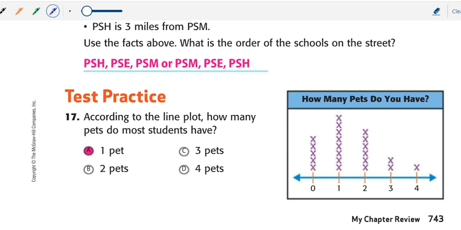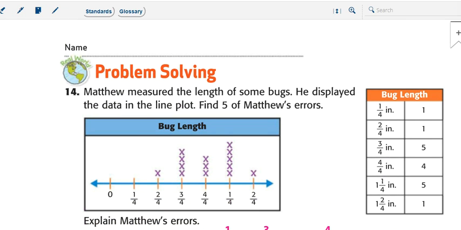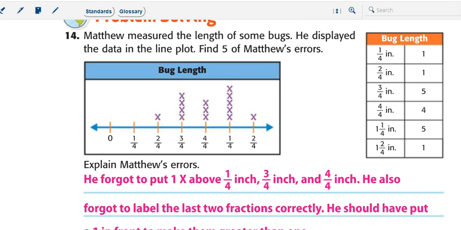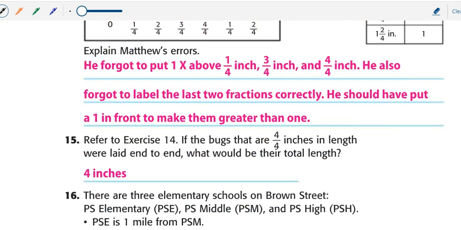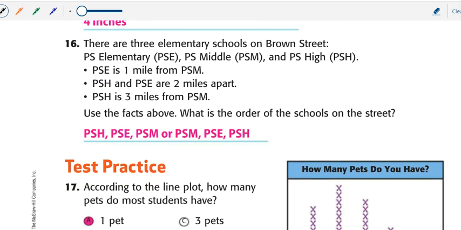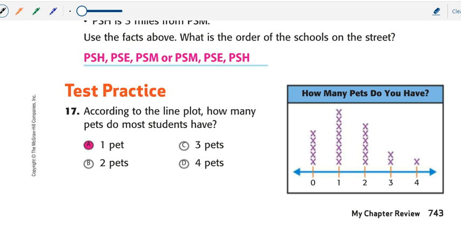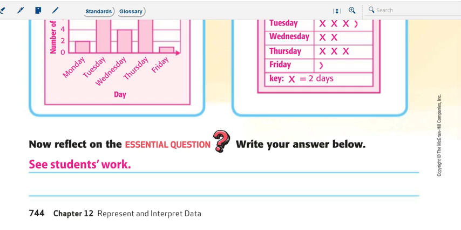Now, next page. Problem solving. This part, we are not going to do because we didn't see the lesson, okay? So number 14, we are not going to do it. And number 16 either. Number 17, yes. According to the line plot, how many pets do most students have? You're going to count which number has the most X's, the greater number of X's, and it's 1. The answer is letter A, okay?